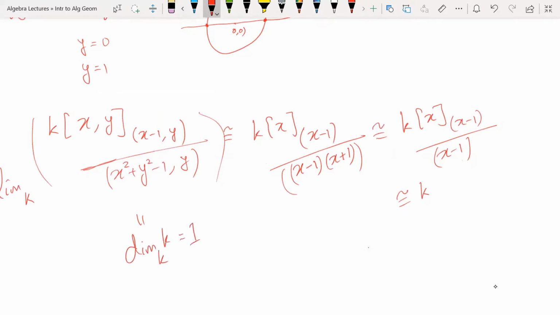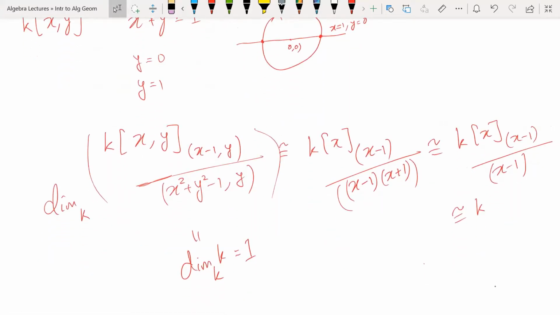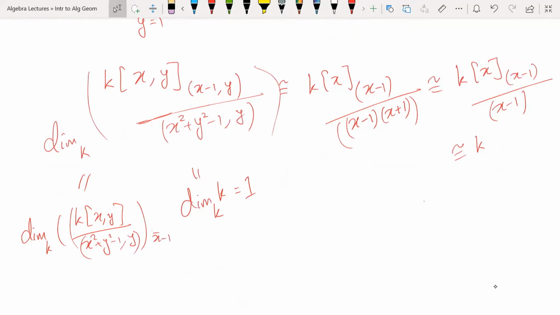So basically, taking quotient and localization commute. You can also think of this as the dimension over k of k[x,y] modulo (x squared plus y squared minus 1, y), localized at (x bar minus 1, y bar), where x bar and y bar are the images of x and y in this quotient ring.